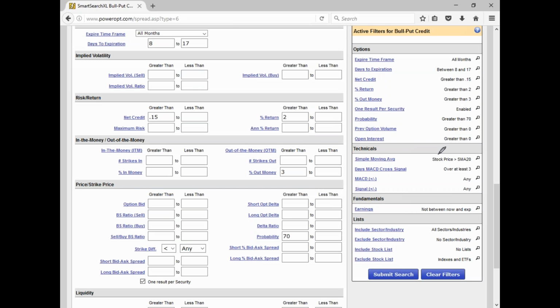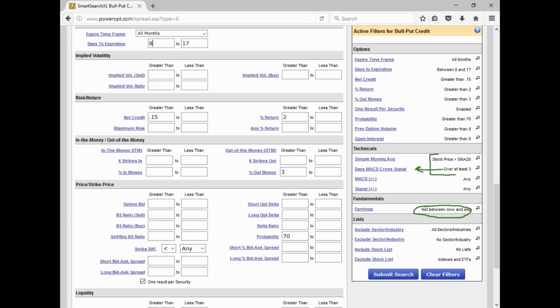So the active filters that are being used, of course, naturally, if I'm doing a bull put, I'm looking for a stock that's trading above the 20-day moving average. And we found that looking for stocks where the MACD has crossed over the signal line by at least 3 days, so it's shown a pronounced uptrend, usually leads to longer-term success. And of course, as always, you need to make sure that if you're trading bull puts or bear calls, that you're avoiding any positions that have an earnings date between now and expiration.